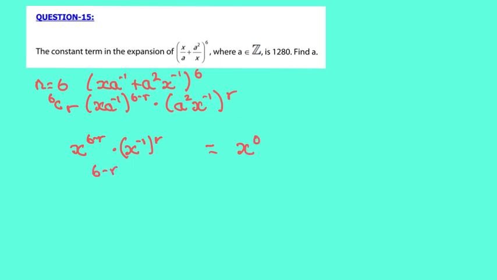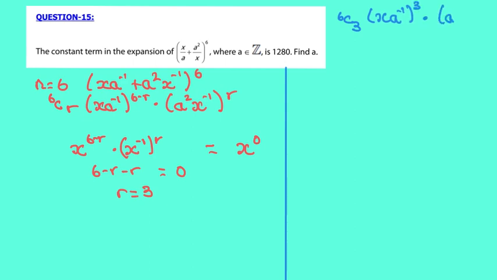So 6 minus r equals 0. r equals 3. Substituting back in, you get 6 choose 3, x a to the minus 1, to the 6 minus 3, which is 3, a squared x to the minus 1 to the power of 3. So you get 6 choose 3 is 20, x cubed, a to the minus 3 times a to the power of 6, x to the power of minus 3. You know that that must equal 1280.